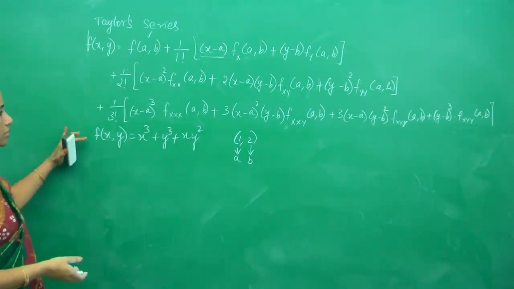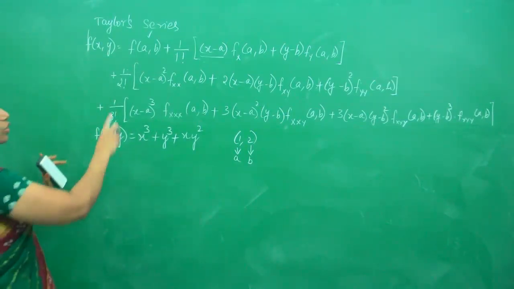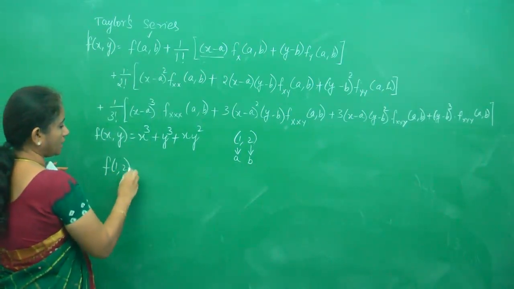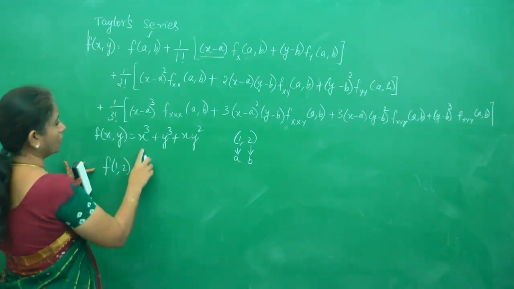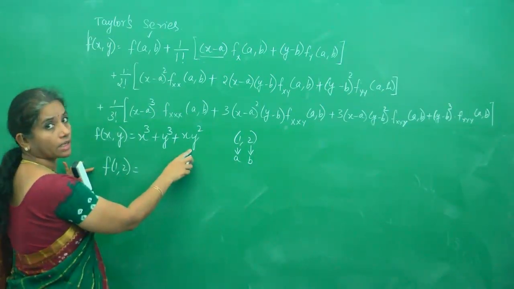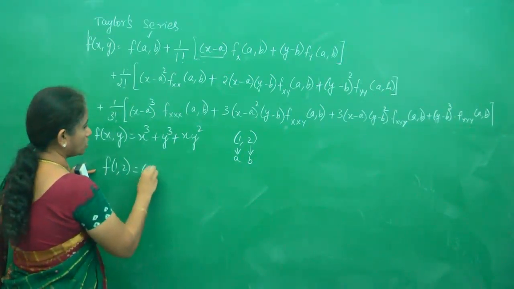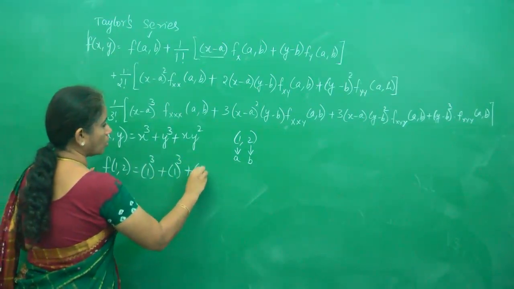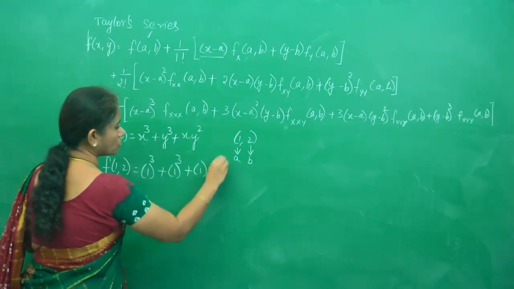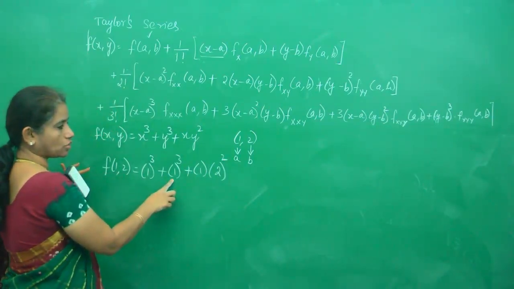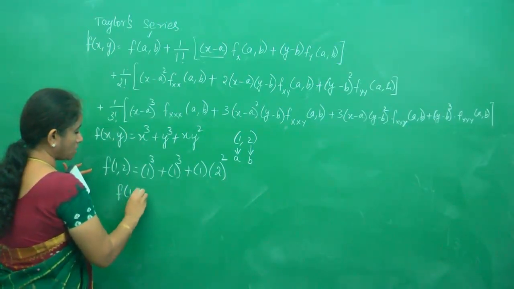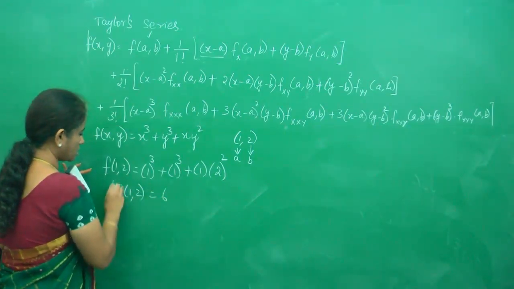So you are going to substitute, first find the value of f of a comma b. So what is f of a comma b is 1, 2. So plug in x is 1, plug in y is 2. So this is 1 cube plus 1 cube plus 1 into 2 square. So 1 plus 1 is 2. This is 4. So 4 plus 2 is 6. So f of 1, 2 is 6.